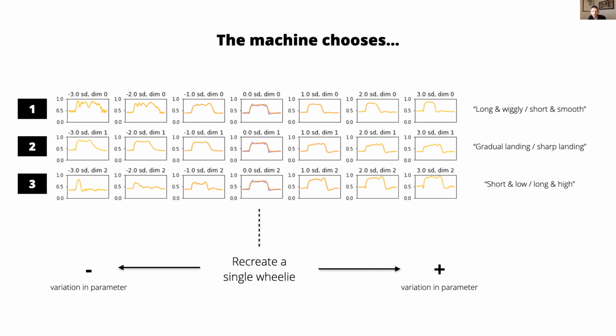And so the machine has decided that wheelies can either be long and wiggly or short and smooth. That's what happens when we change the first number. Or they can have, and this is my interpretation, you might see different patterns in this as well, a gradual landing or a sharp landing if you vary the second number, or maybe they're really short and low in profile, or long and high in profile. So it seems like there's things that I wouldn't have immediately thought of in there, and there's also things that I thought of, but they're combined in interesting ways.